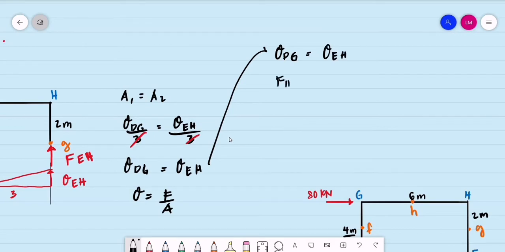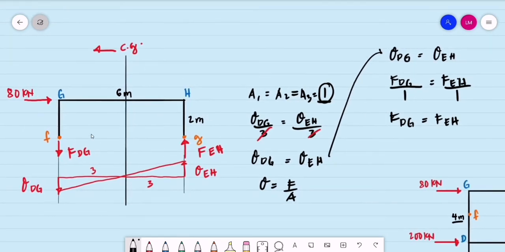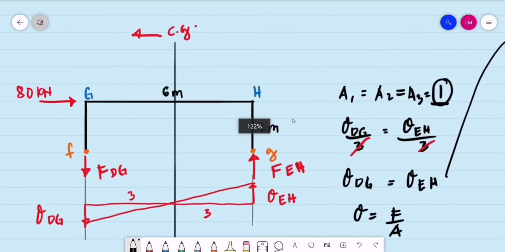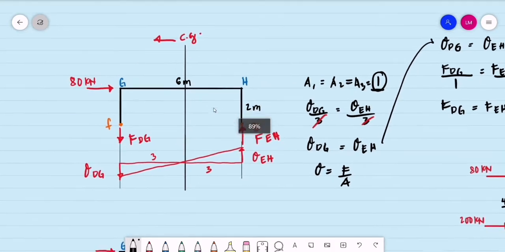So the force for column DG divided by the area equals the force for column EH divided by the cross-sectional area. For a simpler analysis, we assume Area 1, Area 2, and Area 3 are all equal to 1 square unit. So simply, the axial force for DG is equal to the axial force for EH. Next time you encounter this case, the axial forces for both columns will be equal, but one is under tension and the other is under compression. Also, with only two columns, this upper portion of the second level is determinate, which means we can compute these two axial forces.